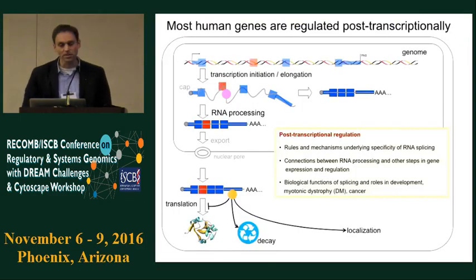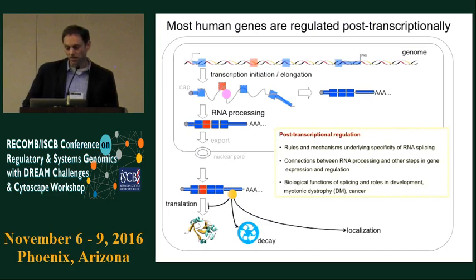But I first want to start by just reminding everyone that in addition to transcriptional regulation that we think of all the time, most human genes are also regulated post-transcriptionally. So we know that in the nucleus, alternative splicing is very common and can cause subtle or dramatic changes to protein function. And there's also a lot of regulation post-transcriptionally in the cytoplasm, where various factors bind, often UTRs, and regulate translation, RNA decay, or mRNA localization. And so my lab is interested in the rules and mechanisms underlying post-transcriptional gene regulation, connections between different steps in gene expression, as we'll talk about today, and some of the biological functions of post-transcriptional regulation in development and specific diseases.